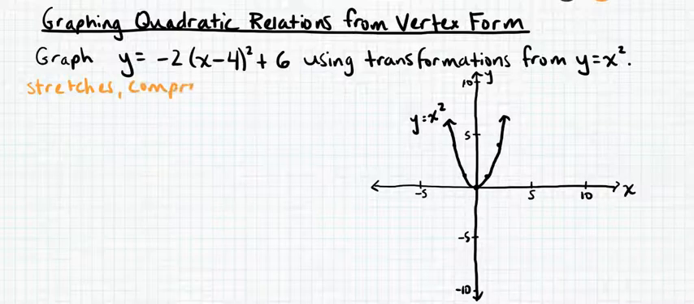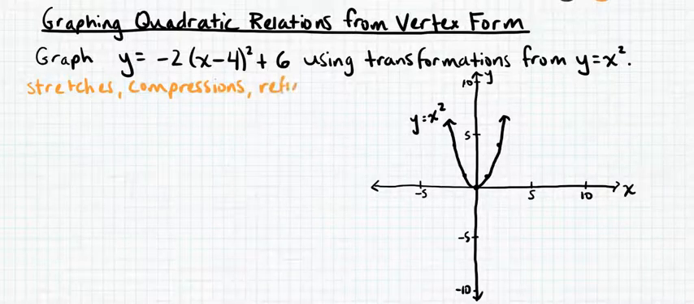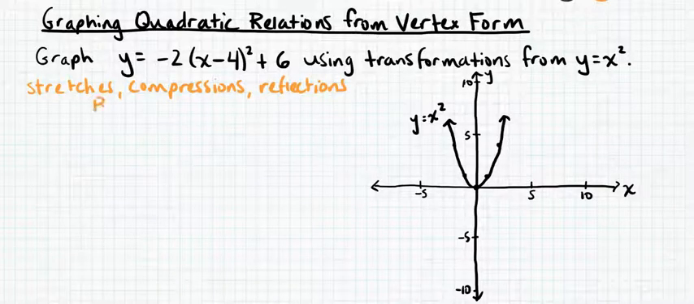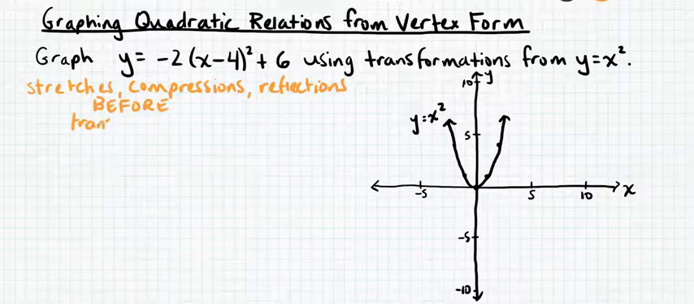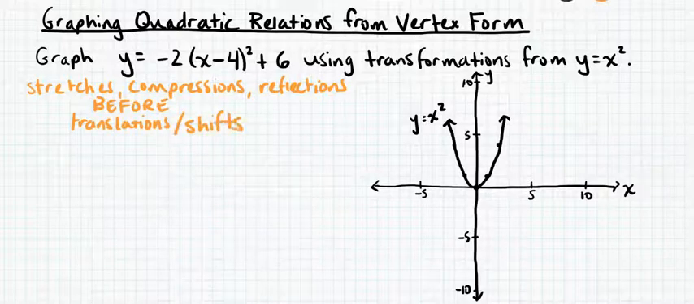compressions, and reflections happen before any translations, also referred to as shifts. Right? And as long as you apply the transformations in that order, then you should end up with your final graph being correct.